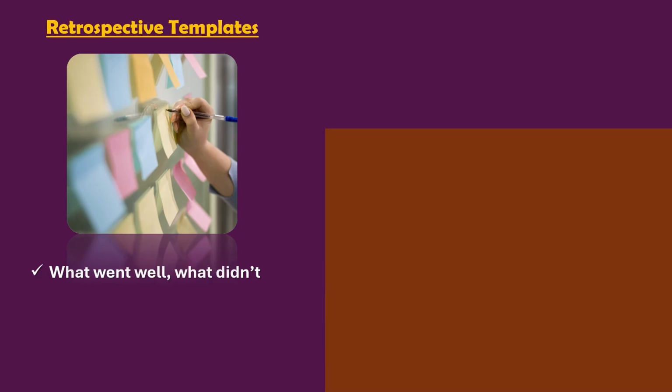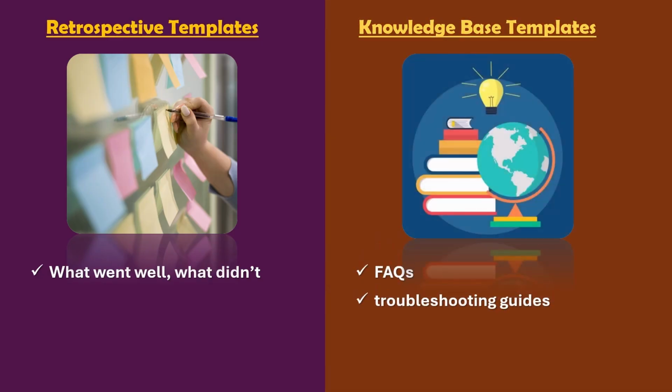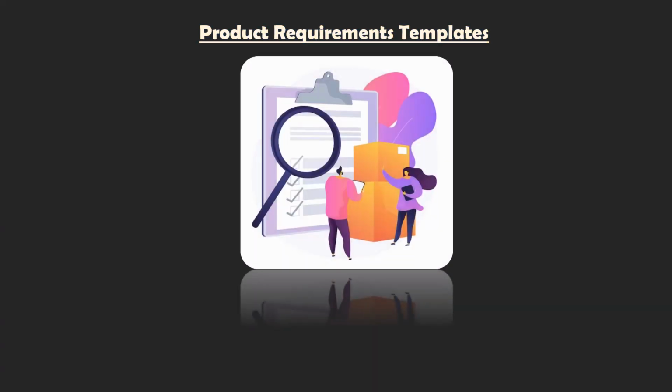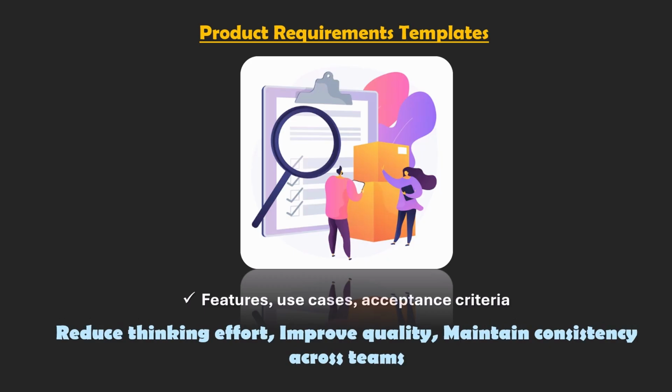Then we have knowledge-base templates that support the customer or internal support teams, like FAQs and troubleshooting guides. And then we have product requirements templates that bridge, you can say, the business and development teams. That may include features, use cases, and acceptance criteria. Templates exist to reduce the thinking effort and improve the quality, and especially maintain consistency across the teams.